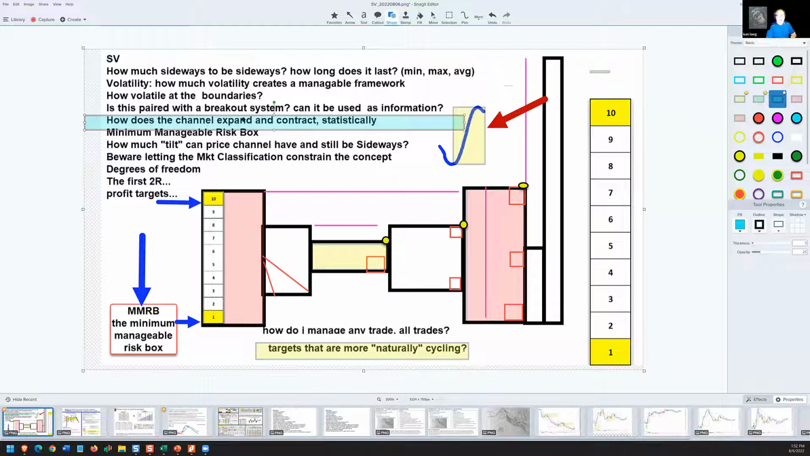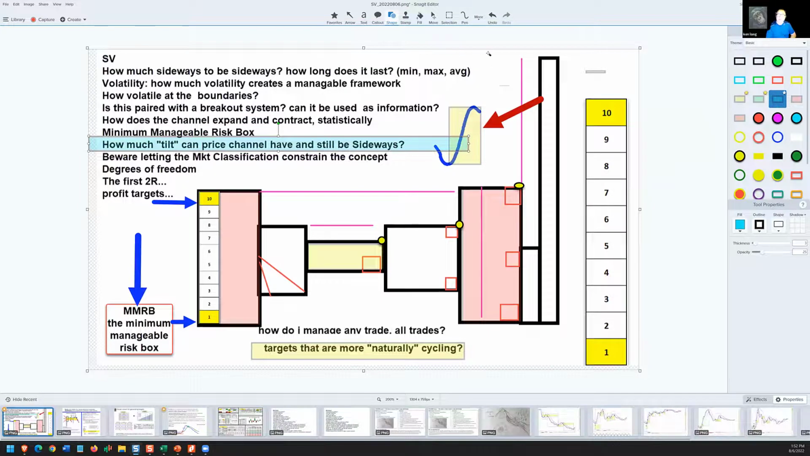I talked about the manageable risk box already. The other thing I think about when I'm... Can I interrupt you for 1 second? Oh, sure.